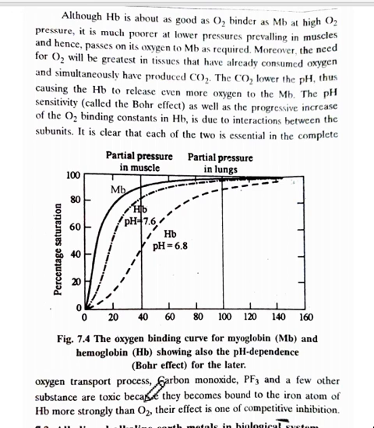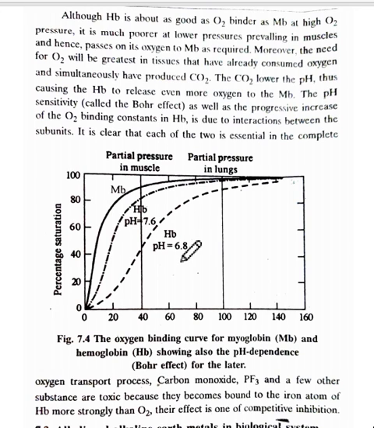We can see here the oxygen binding curve for myoglobin and hemoglobin, showing also the pH dependence, which is the Bohr effect for the latter. The percentage saturation is shown on the y-axis, and partial pressure is shown in muscles and in lungs. This is the myoglobin curve. This is the hemoglobin curve at pH equal to 7.6, and the hemoglobin curve at pH 6.8.